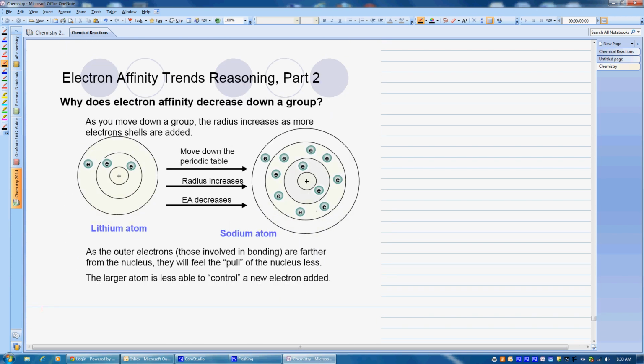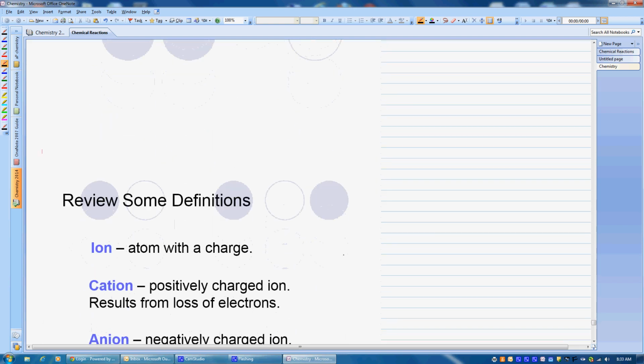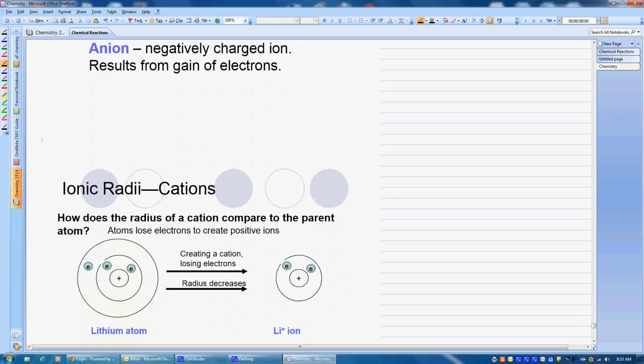As you move down the group, the radius increases, more shells again, so those outer electrons are going to be farther from the nucleus, so they're going to have less pull, so less energy to add an electron. And then the last thing we're going to look at is just some real quick definitions. Remember that ions are atoms with a charge, cation. I always remember there's a T here, it looks like a plus, so those are the positively charged ions, and anions are the negatively charged ones.